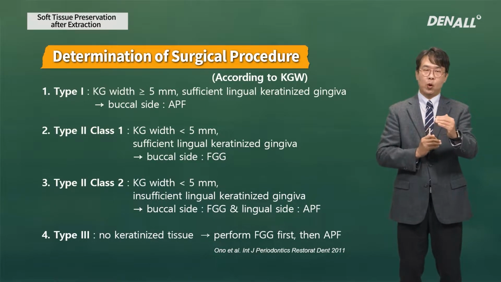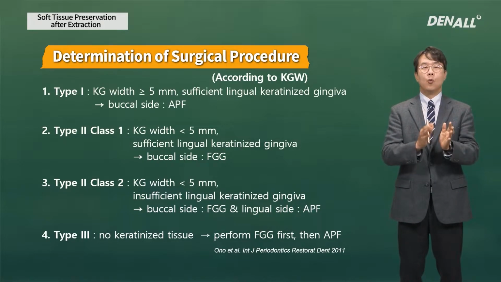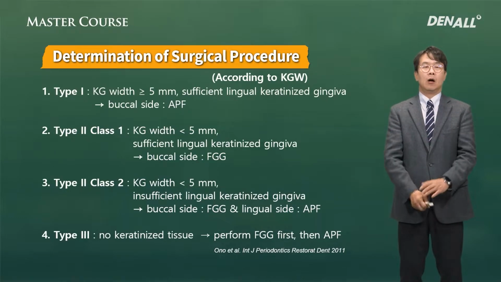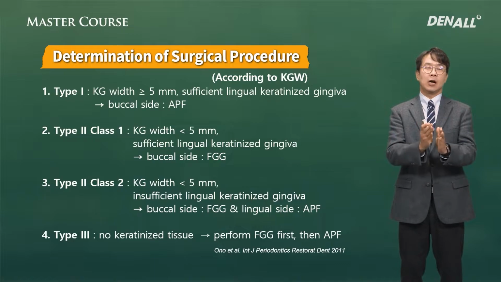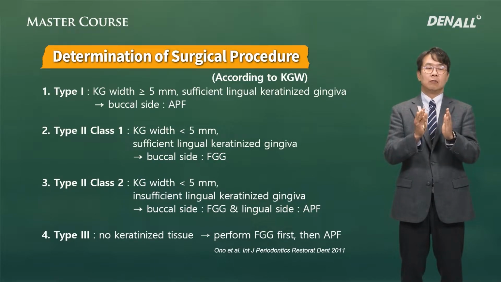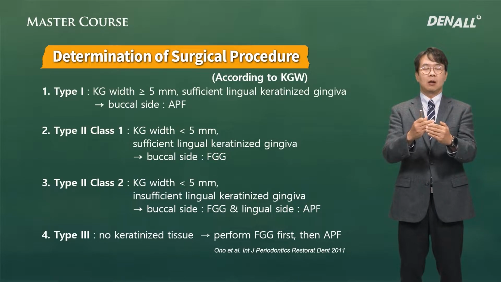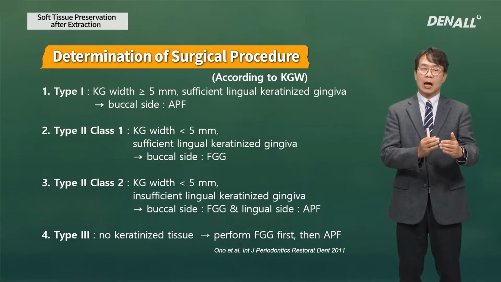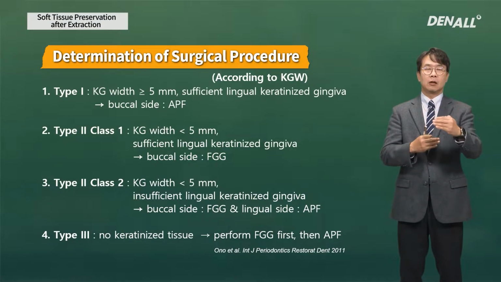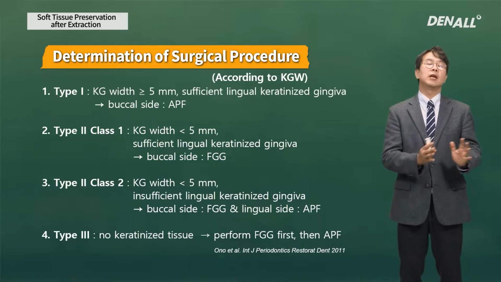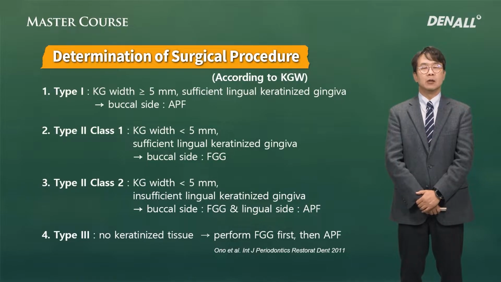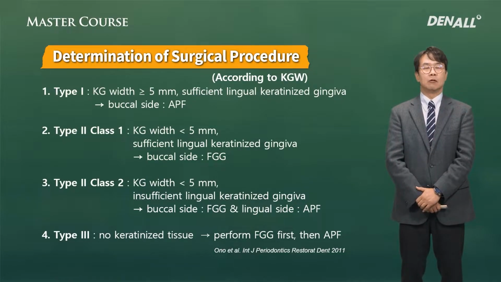It can be classified depending on the width of keratinized gingiva, whether the width is 5 millimeters or higher or less than that. We can use different procedures depending on the width of keratinized gingiva. Generally, the width of a natural tooth after extraction is quite different from the width of the tooth after healing. The difference can be attributed to the changes in the residual keratinized gingiva in each case. Thus, in order to apply a certain procedure, we need to understand the changes after extraction.